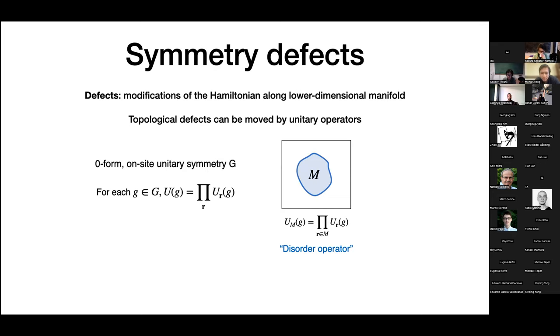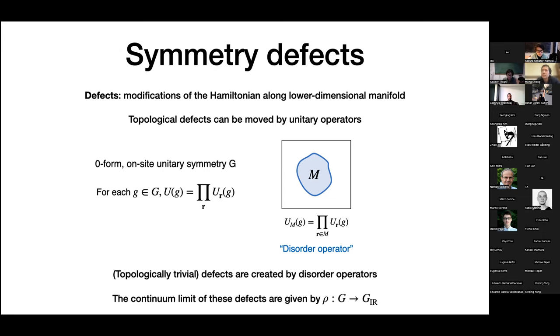By conjugating the Hamiltonian with the disorder operator, we create a defect along the boundary of M. Since it's a symmetry, it commutes with the Hamiltonian and doesn't change the Hamiltonian either inside or outside of the region M, but only changes it along the boundary. This way we create a codimension-one defect. The defect we created this way is topologically trivial, but that doesn't really matter, since all we need to know is how the defects are defined locally, and this is enough. This is how we introduce defects in the microscopic model.